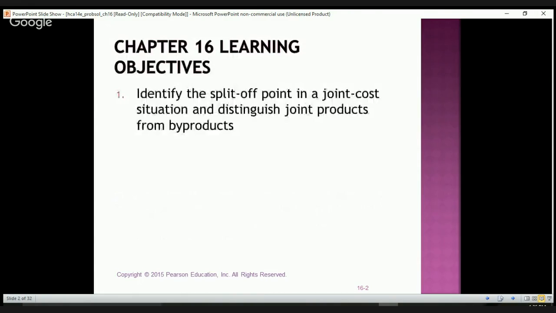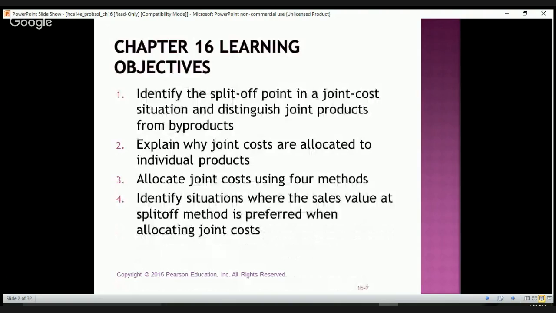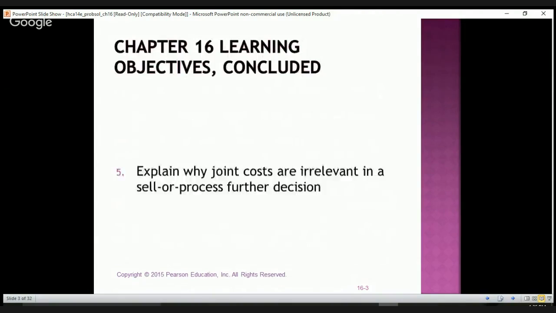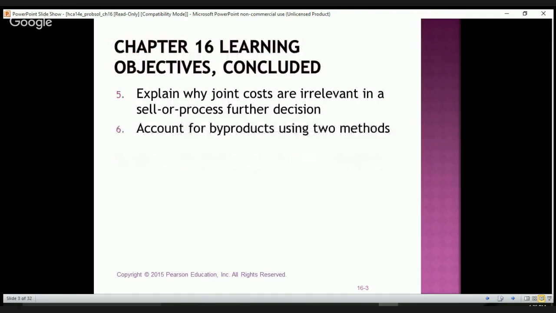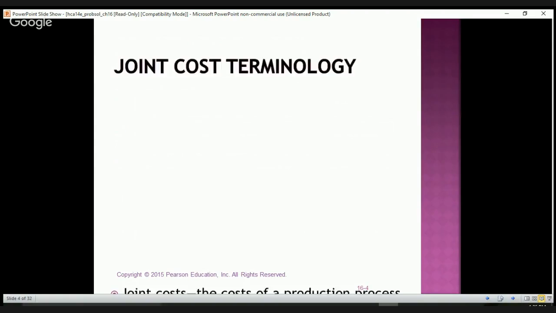In this chapter, we are going to be looking at several different objectives. They include identifying the split-off point in a joint cost situation and distinguishing joint products from byproducts, explaining why joint costs are allocated to individual products, allocating joint costs using 4 different methods, identifying situations where the sales value at split-off point is preferred when allocating costs, explaining why costs are irrelevant in sell or process further decisions, and accounting for byproducts using 2 different methods.